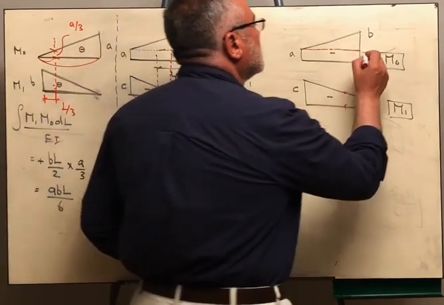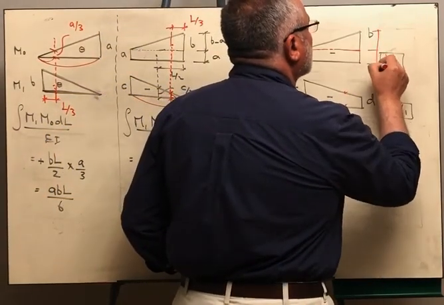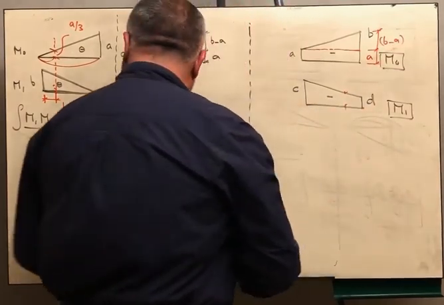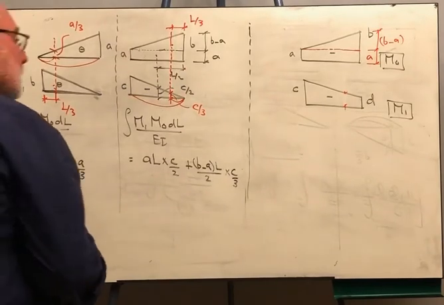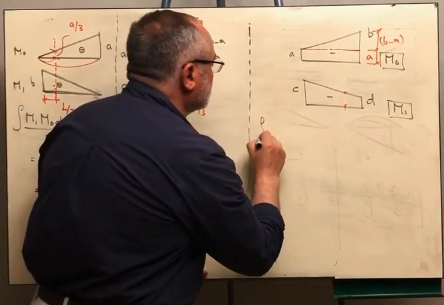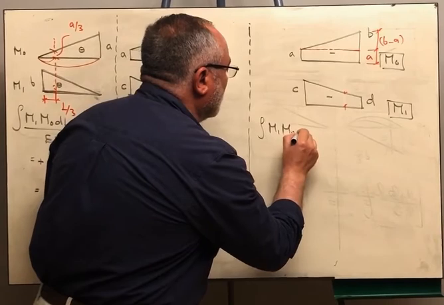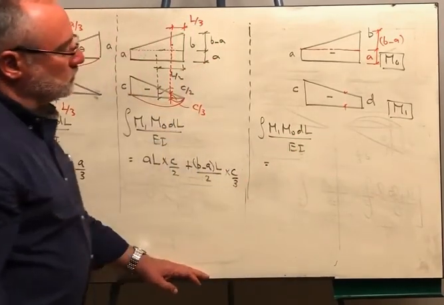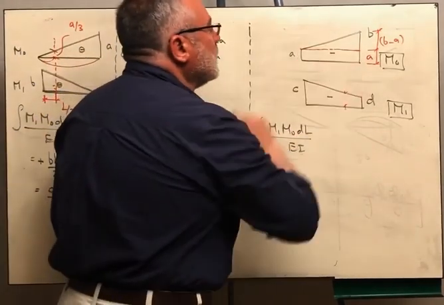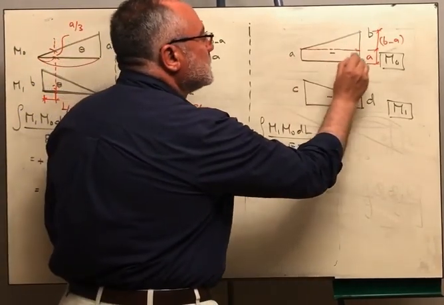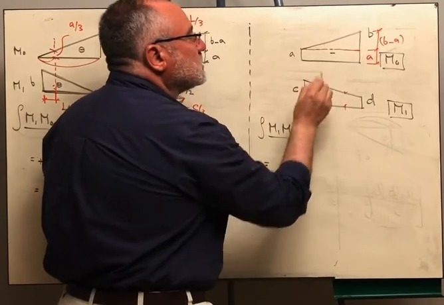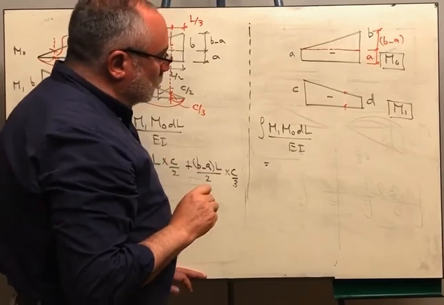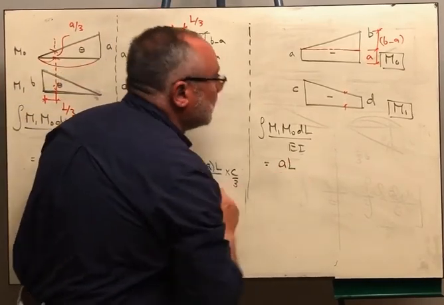So we have this part here. This is A and this is B minus A. So let us start. Integral M1 M naught dl over EI will be equal to the area of the rectangle. As long as this is linear and this is linear, we can start with any one of them, but I will start with this because I know the position of its centroid. So this is A multiplied by L.